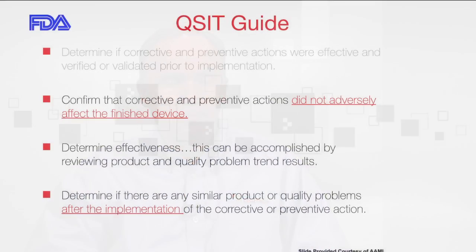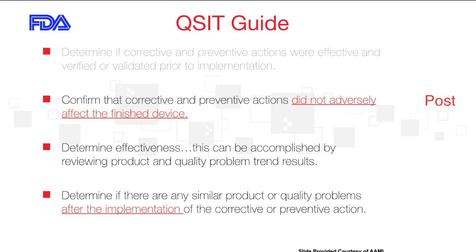Back to the QSIT guide. Earlier we looked at prior to implementation. Now what we have highlighted, you'll see the tone as we look at these next couple of bullets, is to confirm that the corrective and or preventive action did not adversely affect the finished device. Well, where would that come? Pre or post? Yeah, that's post. So that would be more aimed at validation.